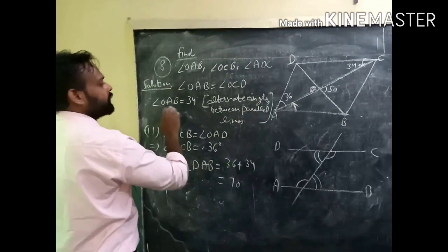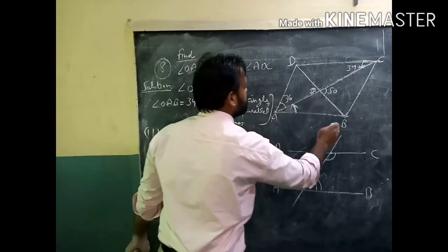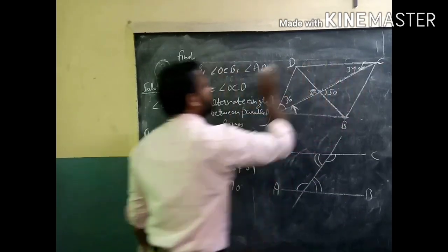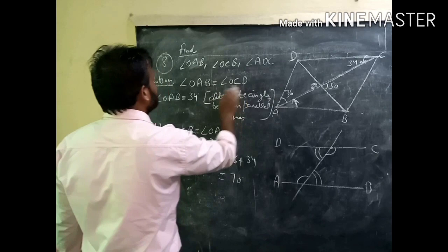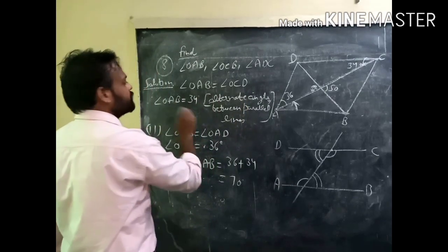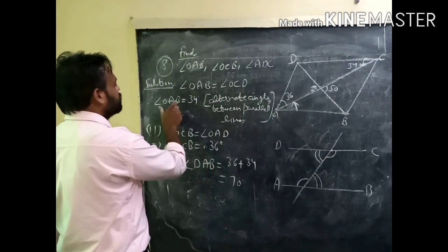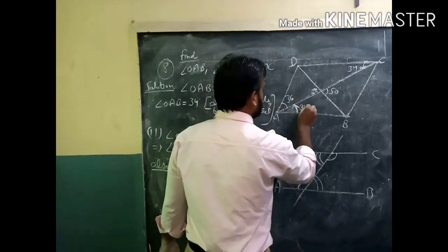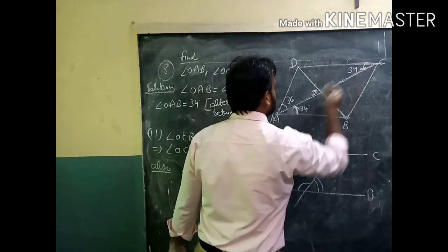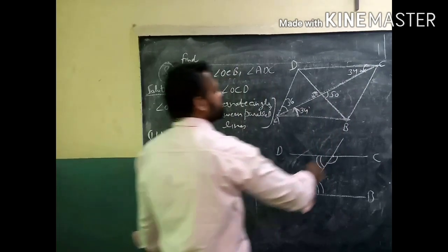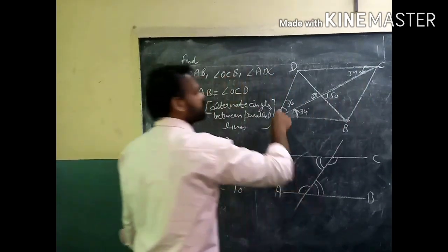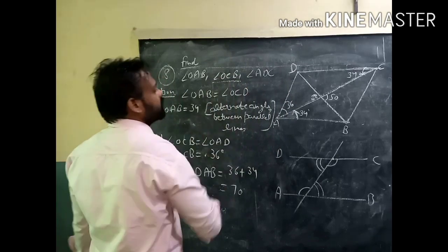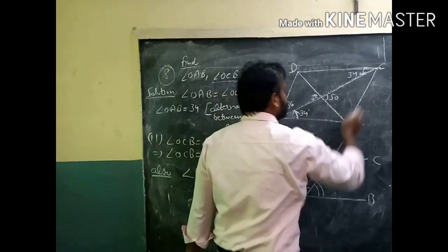So you can see angle OAB is equal to angle OCD, and of course this angle OCD is 34 degrees. So in this way we find out the first value, that is angle OAB is equal to 34 degrees. So write down here, this angle is equal to this angle. Now this time we have to find out this angle also, OCB. You can see we have to find out this OCB angle.